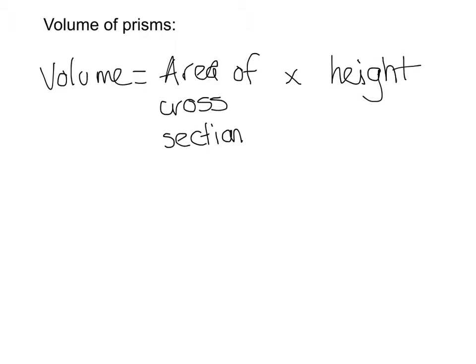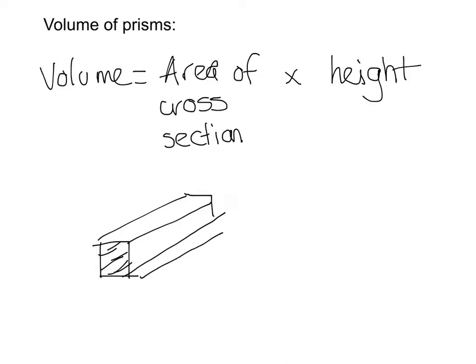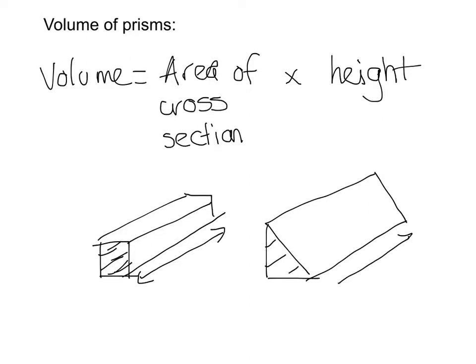So what is the cross-section? Well, if I draw a rough cuboid, the area of a cross-section is the area of this front face here. And as it is a cuboid, that's going to be a rectangle. And what's the height? Well, the height is just how far it's been stretched back. So if I draw a triangular prism, what's a cross-section? Well, a cross-section is this front face here, and the height is, again, how far it's been stretched back by. So now that we know what the cross-section is and what to take as our height, let's look at a few examples of how to calculate it.